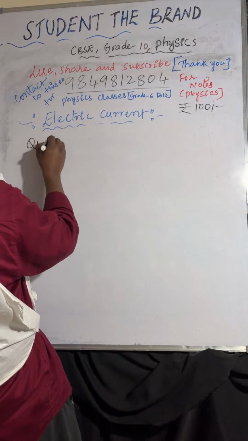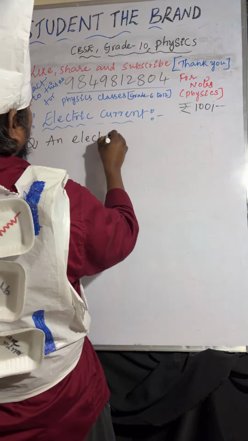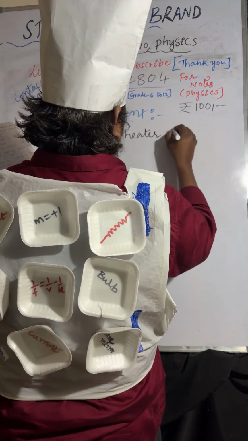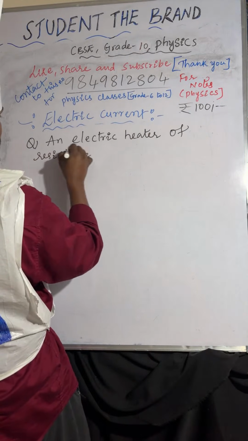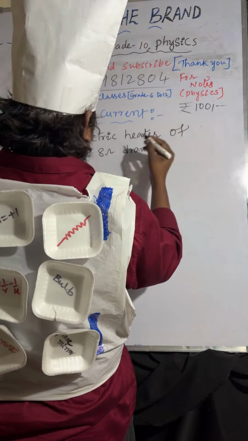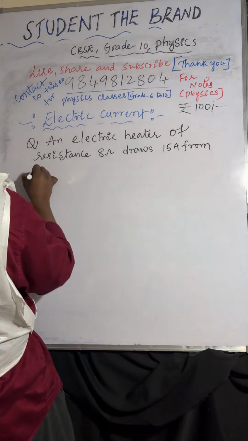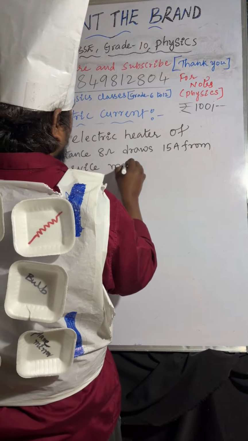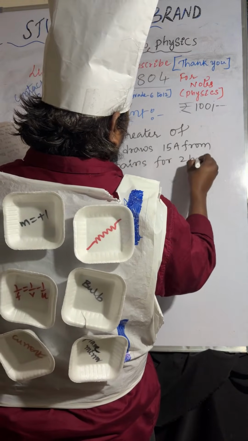An electric heater of resistance 8 ohm draws 15 ampere from the service mains for 2 hours.